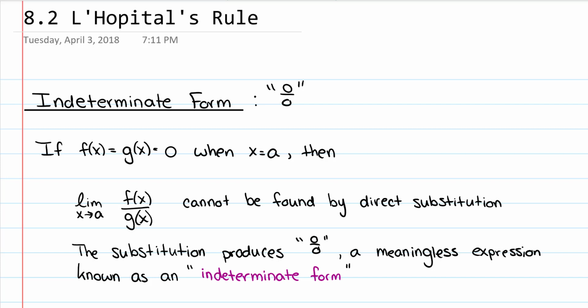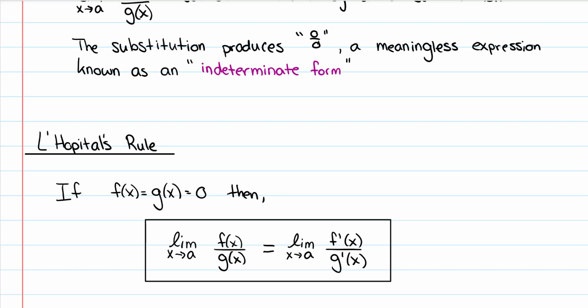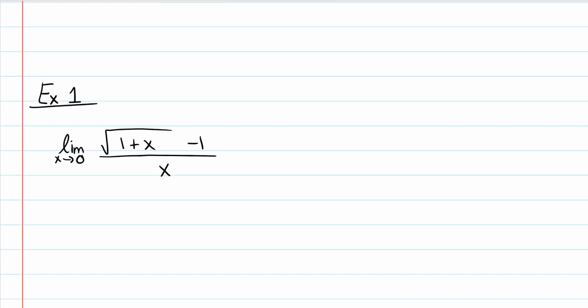So a very smart man named L'Hopital came up with the rule: if f of x equals g of x equals 0 for some a, then the limit as x approaches a of f of x divided by g of x is equal to the limit as x approaches a of the derivative of f divided by the derivative of g at the point a. So now we're going to see that in practice.